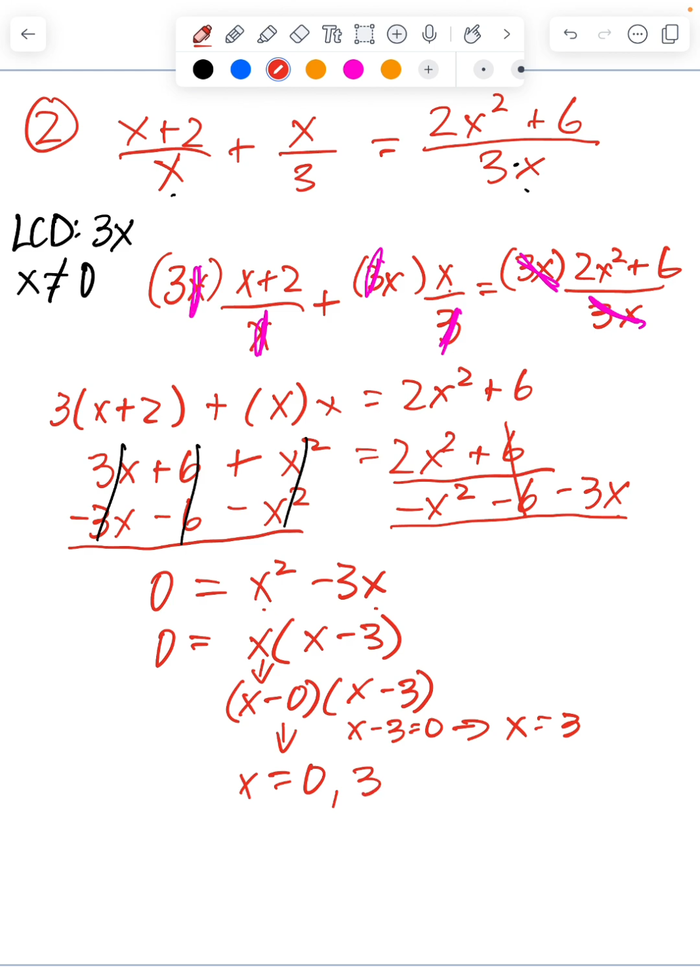But hold up one second here. Again, this is why these steps are so important. Let's go back to the beginning. What can x not be? x cannot be 0, so we reject 0. That is an extraneous solution. So our answer here actually is x is only 3. That is my only solution.